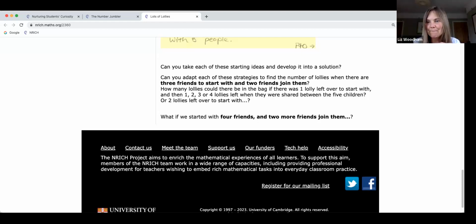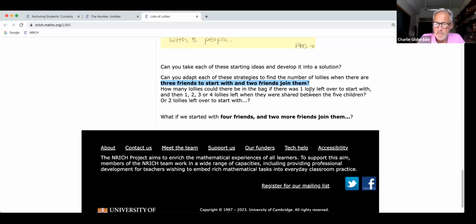Yes. So we'd like to give you this follow-up task, which is to imagine that there are 3 friends to start with. It's the bit that's in bold at the bottom of Liz's page. So there are 3 friends to start with, and then there are 5 friends. How many lollies could there be in the bag if there was 1 left over to start with and 1 left over when there are 5 children, or 1 left over to start with and 2 later, or 1 left over to start with and 3 left over later?